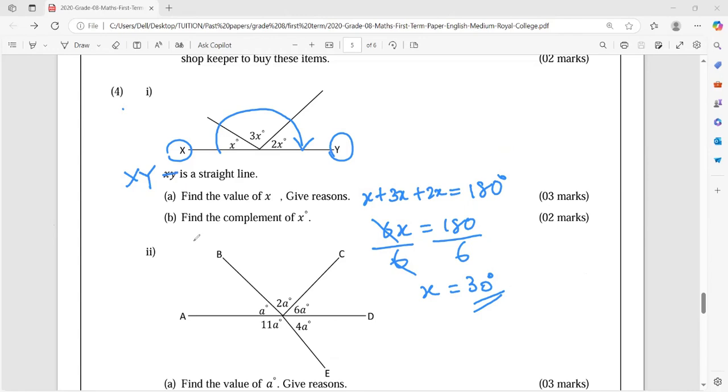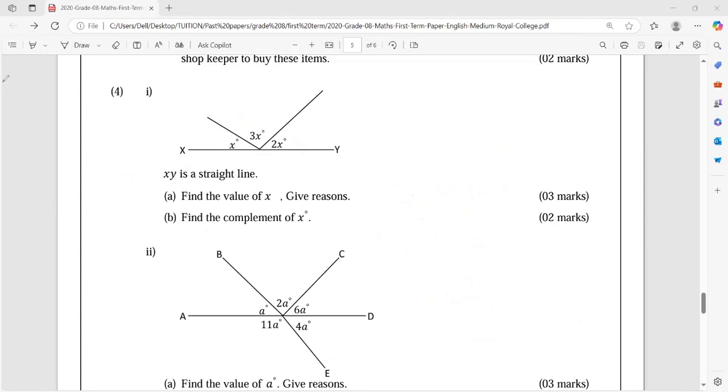Find the complement of x. Complement of x is 60, because 60 plus 30 is equal to 90, right? Therefore, you have this answer. 60 is the complement of the angle x. And let's go to the second part of the fourth question.